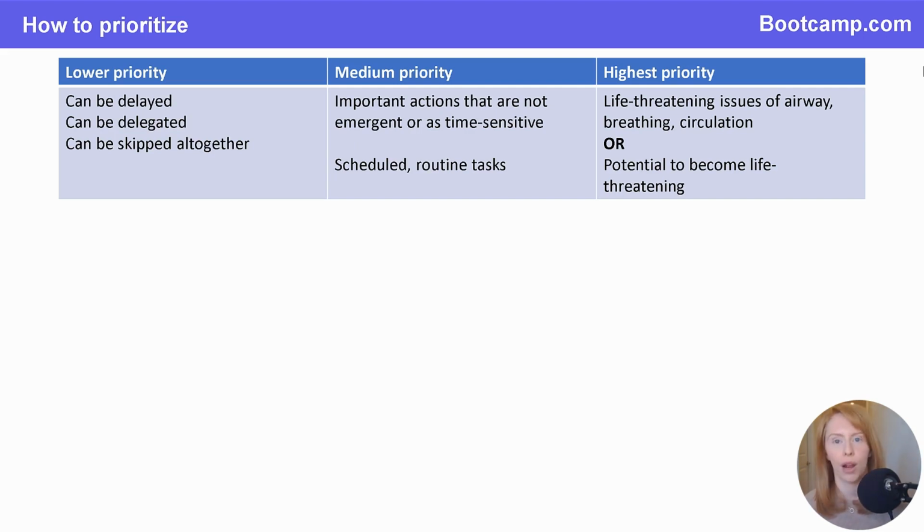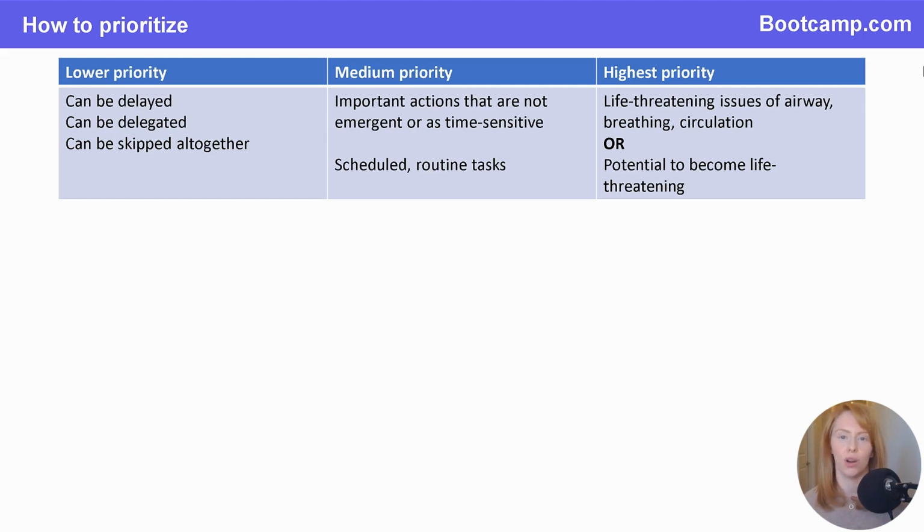Then you have your medium priority actions. These are most actions that we do as nurses. These are your scheduled routine tasks like giving medications, repositioning your clients. These are important actions, but they're not as emergent or as time sensitive as high priority actions. No one is going to get hurt if you delay these things.